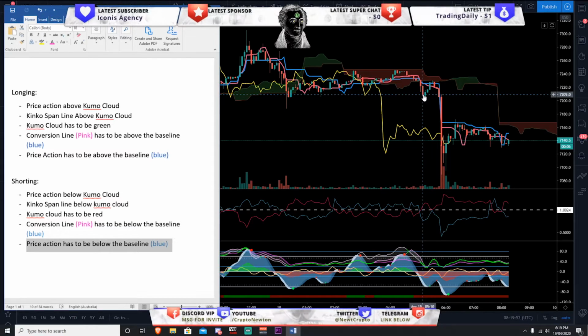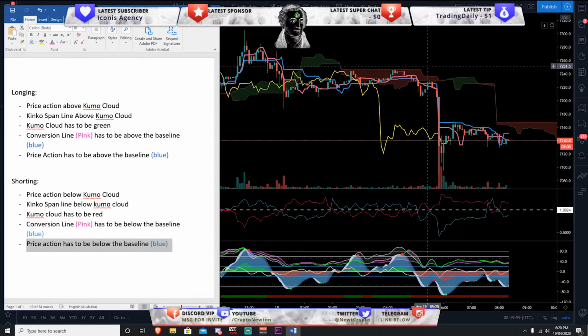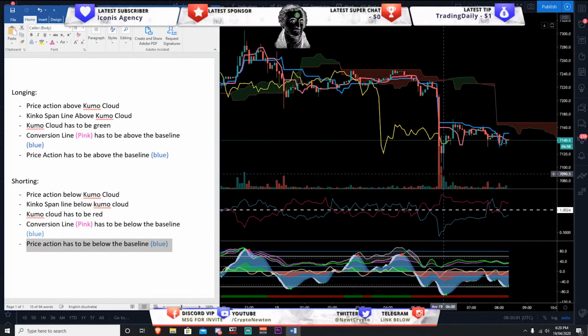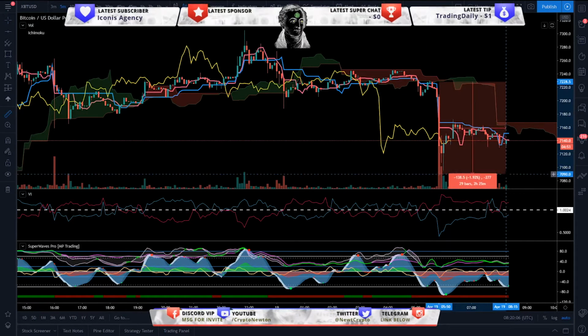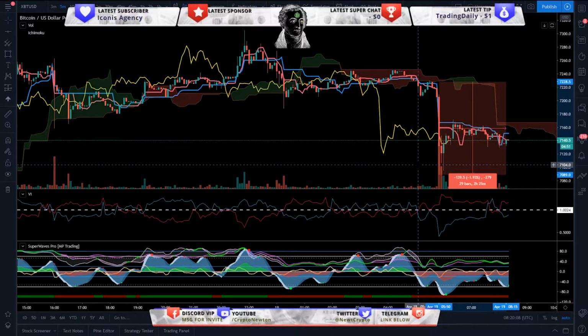You entered on this candle and you actually went up about $30, so you were in red for a little bit. You would have had your, let's say, stop loss above the Kumo cloud and taken it to the downside. Let's see how much of a move that was. It was about a 2% move. So a 2% scalp is not bad, guys. If you're using 5 times leverage, that's a 10% move, okay?